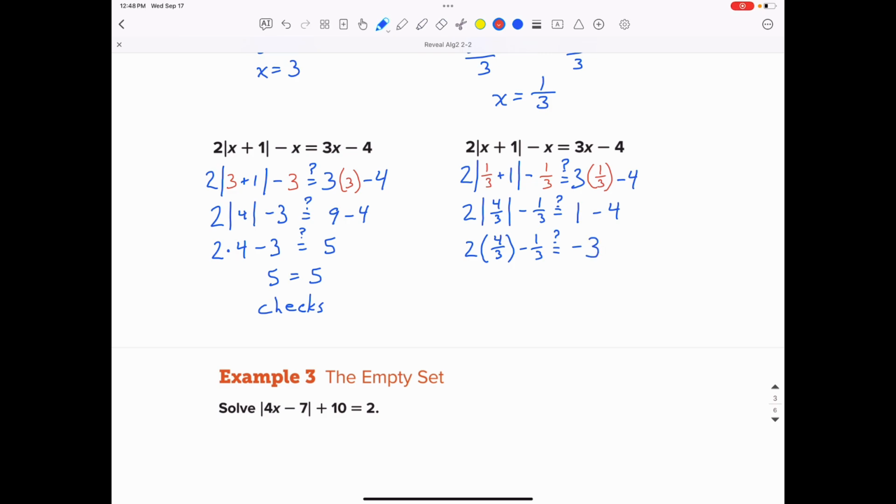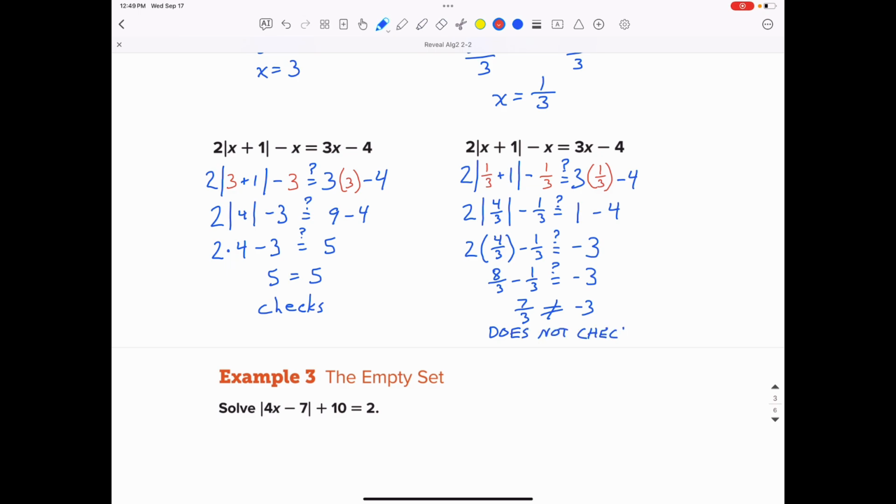The left side, when you take 2 times 4/3, that is 8/3 minus 1/3. Does that really equal -3? 8/3 minus 1/3, that is only 7/3. And that does not equal -3. This does not check.